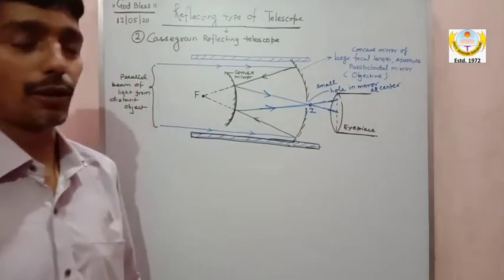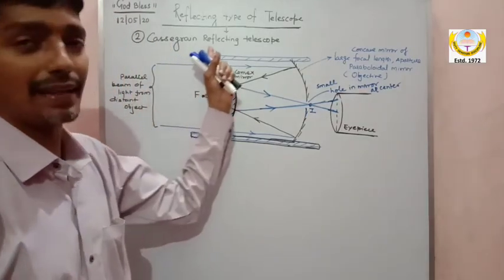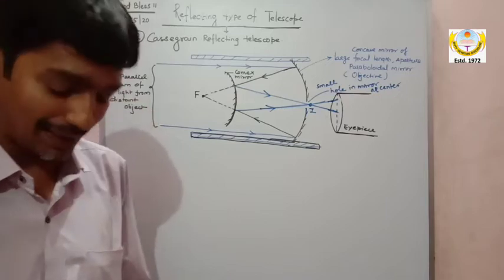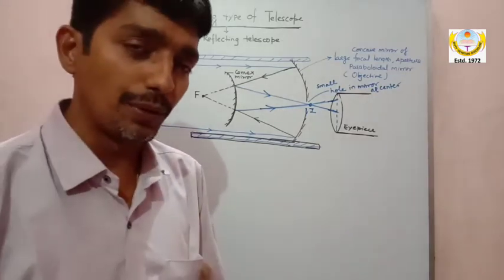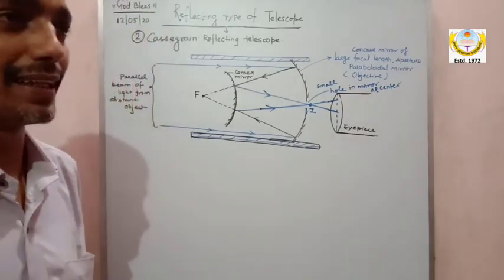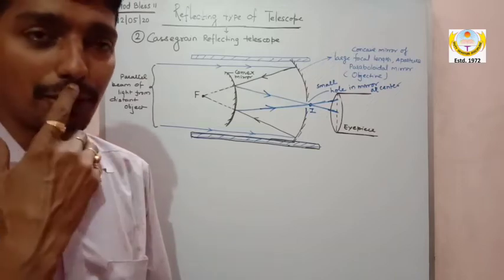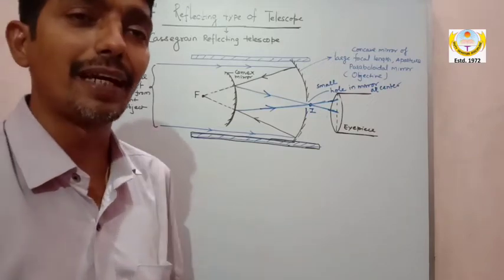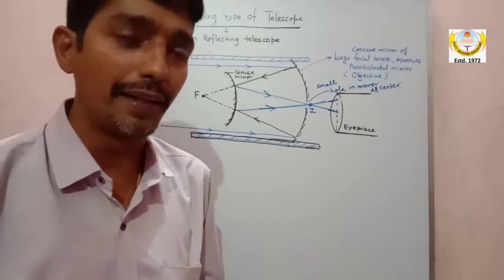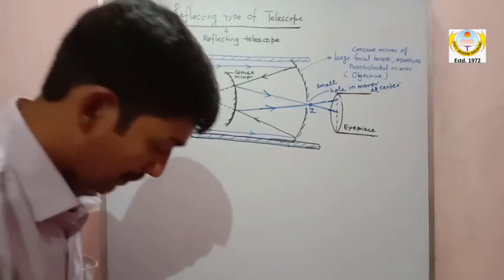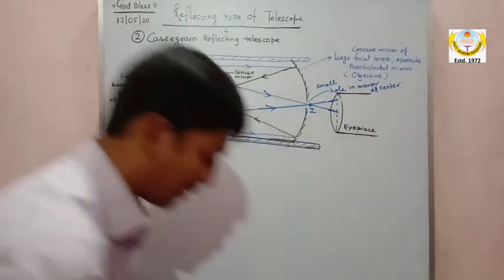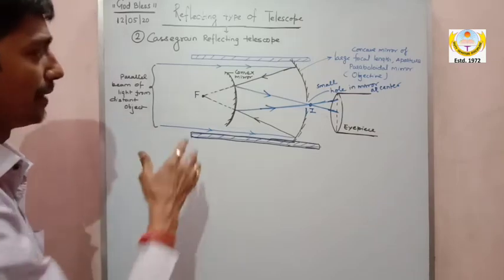Let's go to the next topic, that is the Cassegrain telescope. My dear, Cassegrain is more important than the Newtonian because, as I told you in my previous topic, it is the largest telescope in India. And this has some conceptual points also. We are here in the diagram.